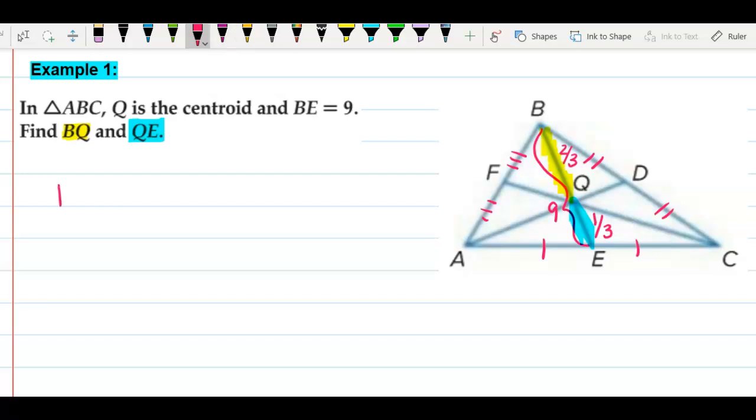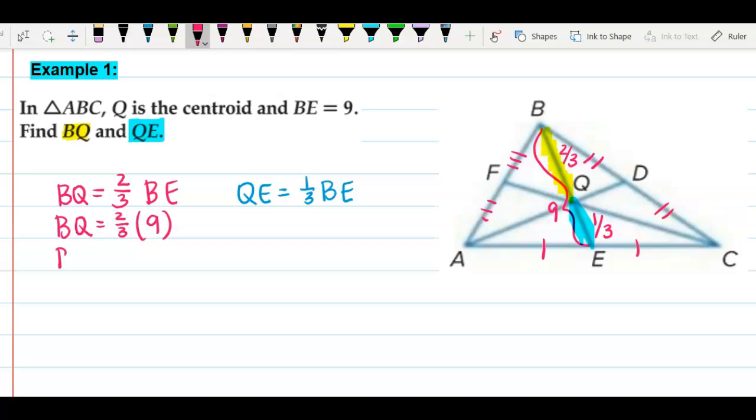So BQ is going to be 2/3. Sorry to confuse you. 2/3 of the whole segment, which would be BE. And QE, I guess I could put that in blue since I highlighted it in blue. QE would be 1/3 the whole segment. So BQ is 2/3 of 9. Okay, which in your head, before you put it in your calculator, 2 times 9 is 18. 18 divided by 3 would be 6.